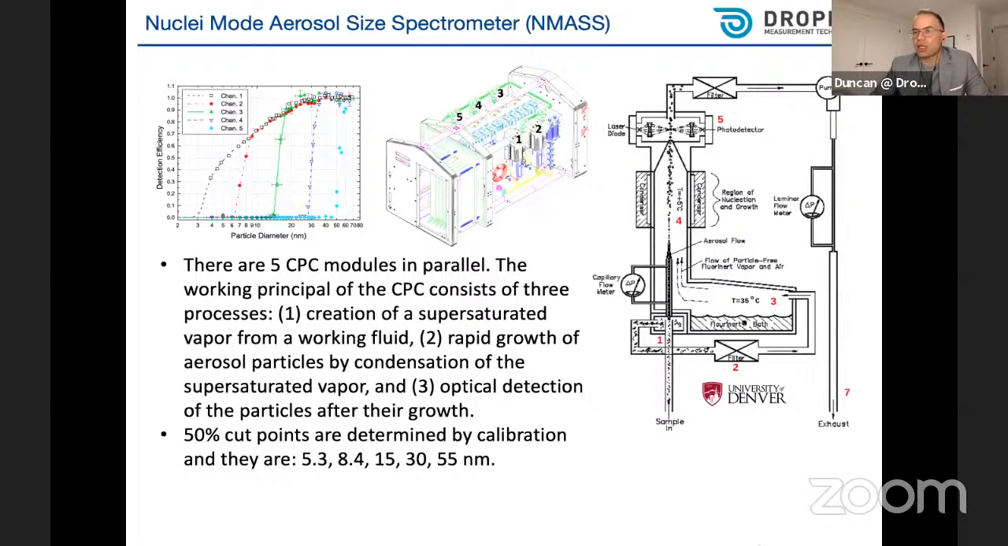CO was measured. The NMAS instrument is shown here, and I did not discuss this in detail, but this is an instrument developed at the University of Denver, and it is a condensation particle counter. Actually, it's a very simple instrument, but you have 5 of them. So if you use a differential mobility analyzer or a scanning mobility particle sizer or a particle counter, it has one of these components. It's called a condensation particle counter.